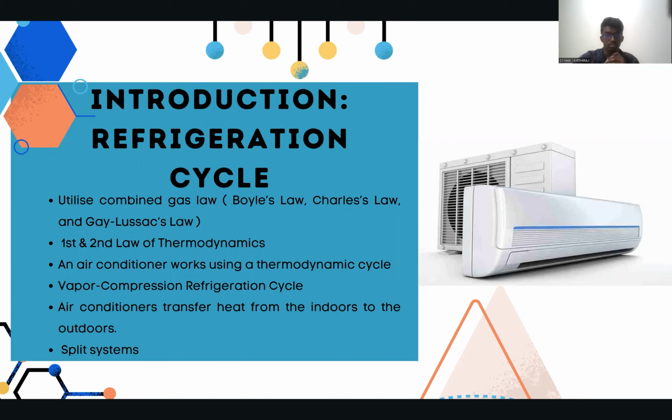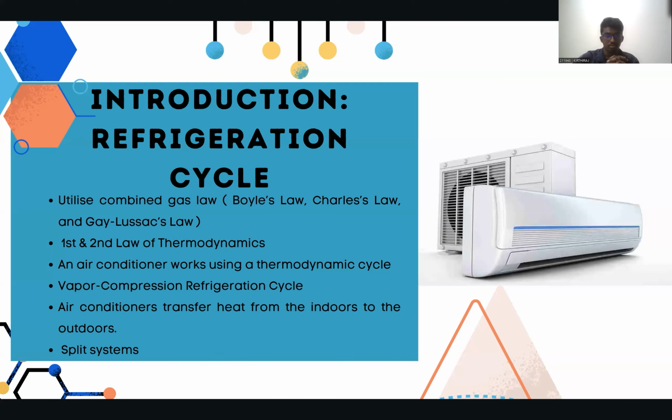We also have involvement with the first and second law of thermodynamics, in which the first law is the conservation of energy, and the second law is when heat is transferred from hot medium to cold medium. An air conditioner works using a thermodynamic cycle, which is also known as the refrigeration cycle. It does this by changing the pressure and the state of the refrigerant, absorbing or releasing heat from outdoor to indoor or indoor to outdoor.